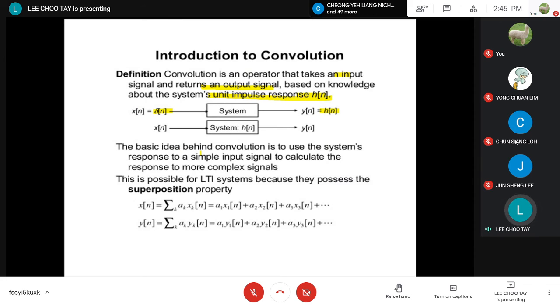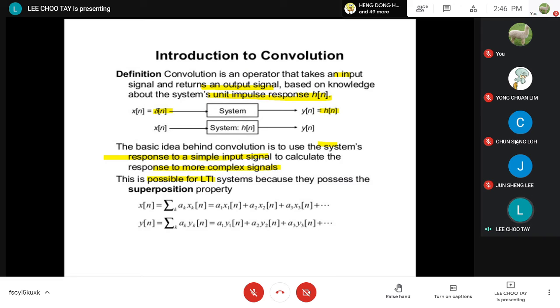So the idea behind convolution is we use the system's response to an impulse to calculate the system's response to a more complex signal. Why can we say that? Because this is only applicable when our system is linear and time invariant. When it's linear, that means it satisfies the superposition property.